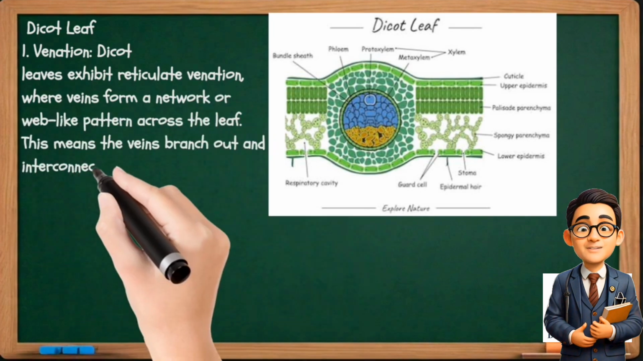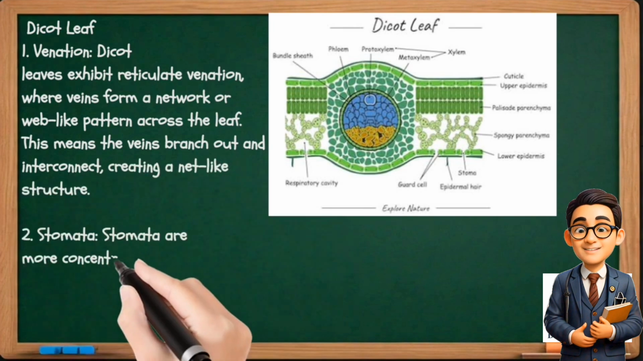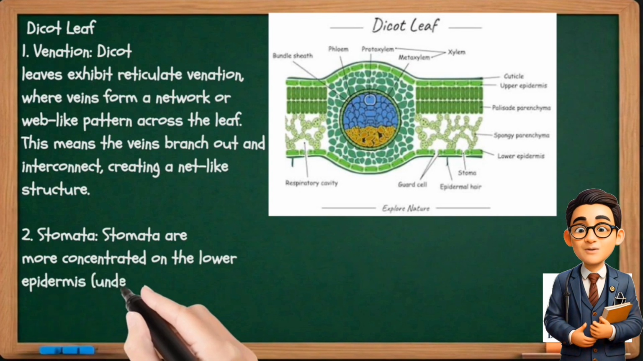Stomata. Stomata are more concentrated on the lower epidermis, the underside, of the leaf, which helps reduce water loss while still allowing gas exchange.